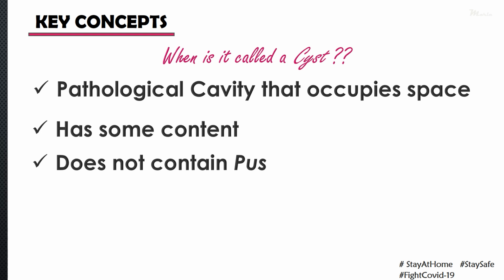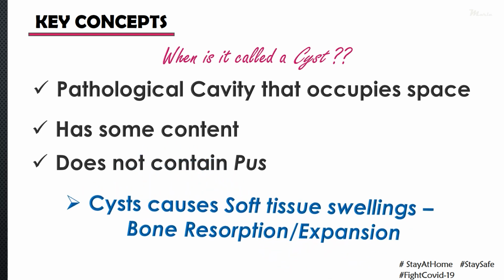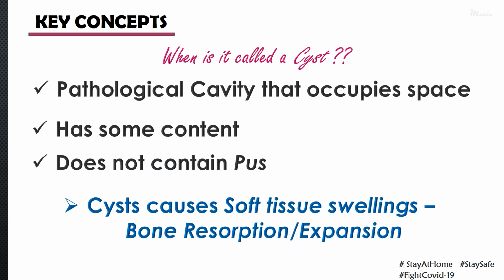So it is important to determine whether the pathology we are dealing with is a cyst or an abscess. We have to correlate the clinical features accordingly to determine this. And as we just discussed, cysts basically cause soft tissue swellings, or it can cause bone resorption or expansion.